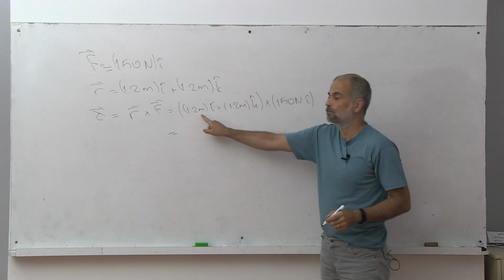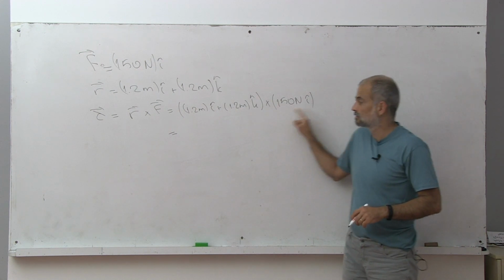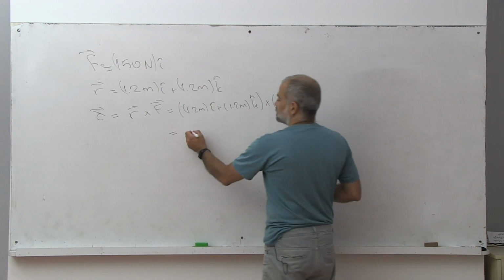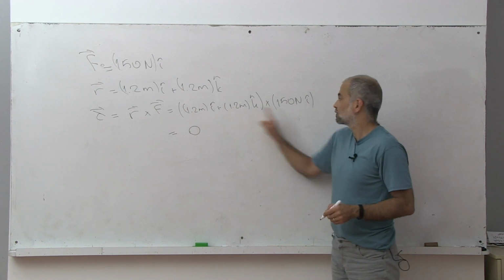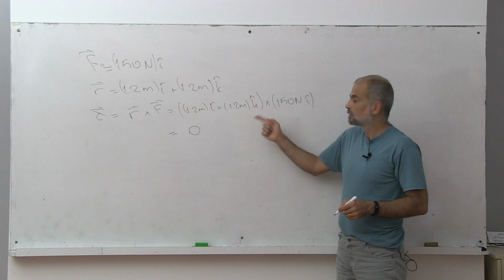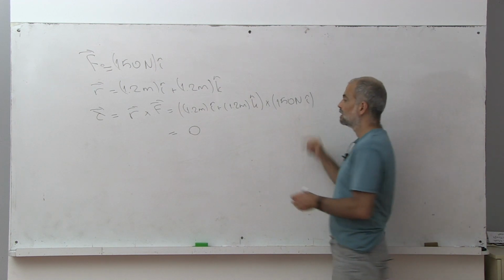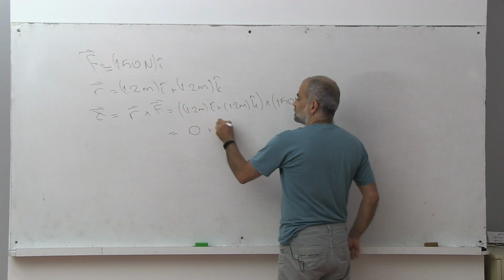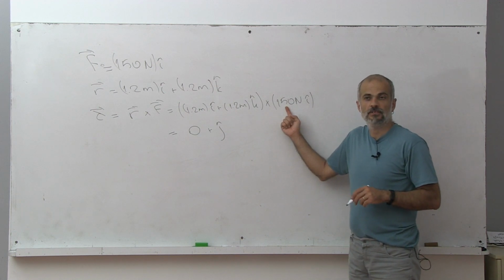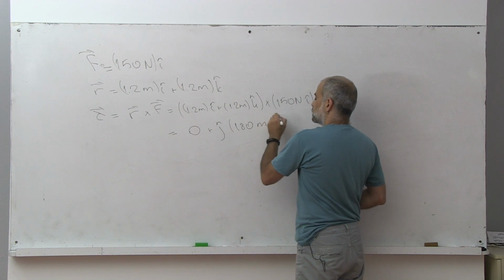So we have 1.2 meters in the i direction multiplied by 150 newtons in the i direction. But note that i cross i is already 0. So there's 0 from the product of these two terms. Then we have the product of this vector and this vector. Here we have the k hat unit vector, here the i hat unit vector. Their cross product is in the j direction, and 1.2 meters times 150 newtons is 180 meter newtons.